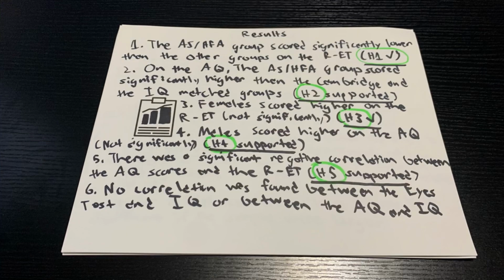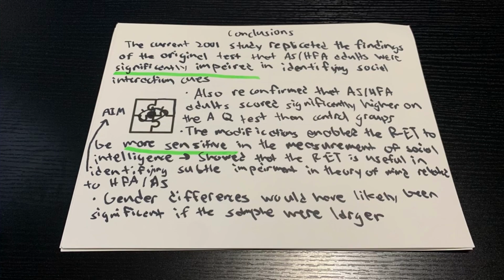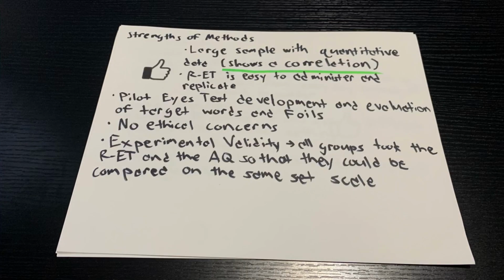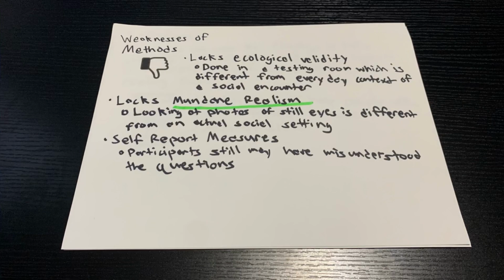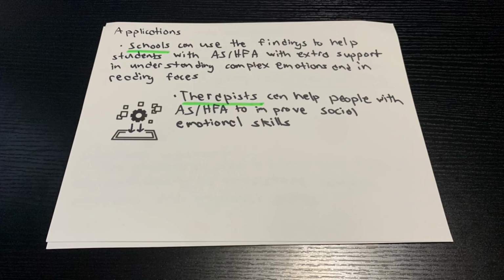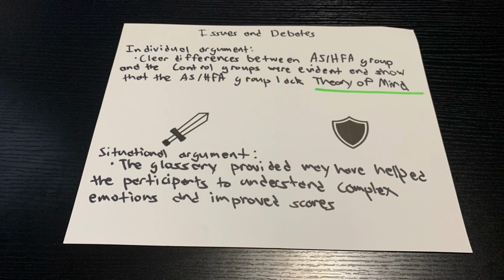All the hypotheses were supported for the results, which were H1, H2, H3, H4, and H5. It was concluded that the AS/HFA group were significantly impaired in social interaction cues and that the RET was more sensitive. The large sample alongside the quantitative data helped to show a correlation. The study lacked mundane realism. The study's findings could be applied to schools and therapists. And finally, the AS/HFA group lacked theory of mind.